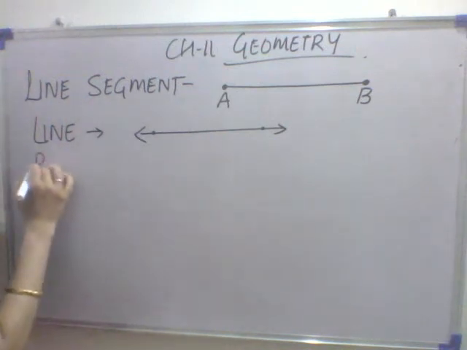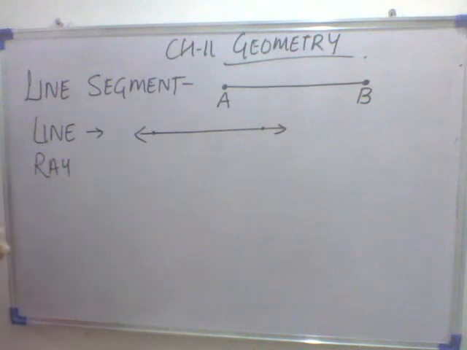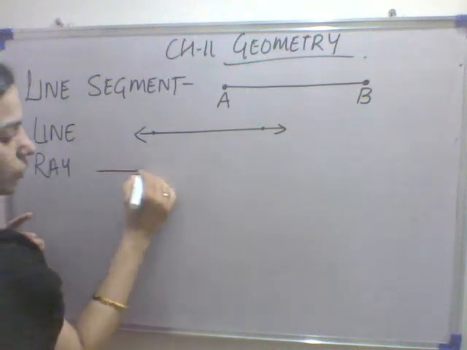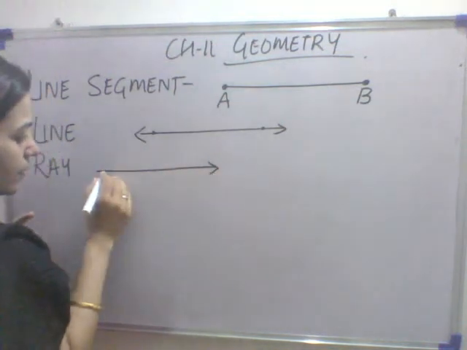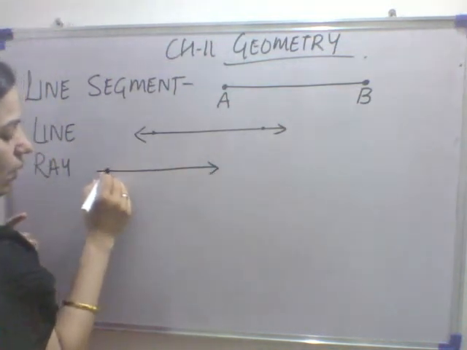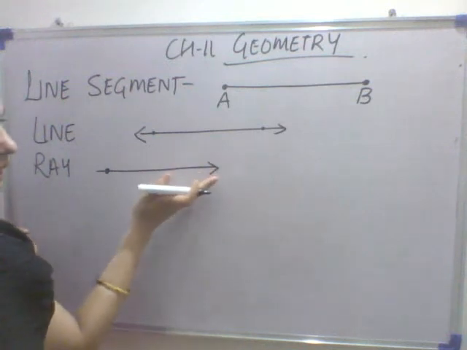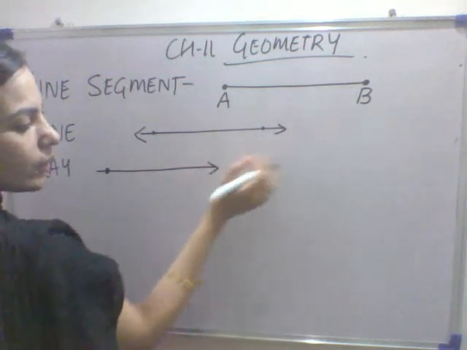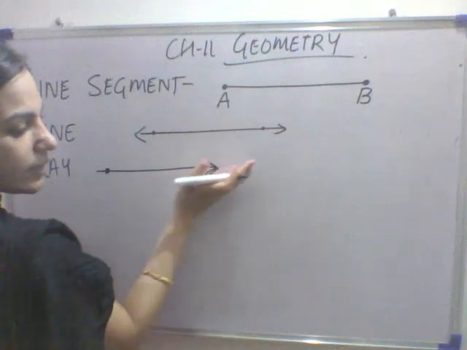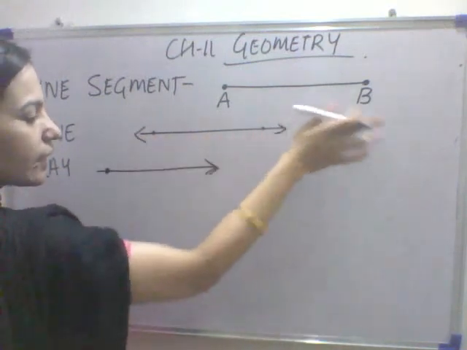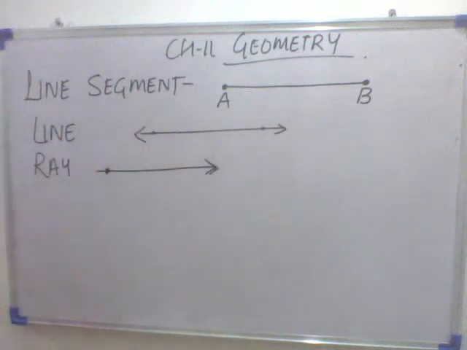The third one was the ray. What is the ray? The ray is having only one end point. How do we draw the ray? Like this. This ray is having only one end point. At the other side, it is endless. It is going on and on. This arrow means it is extending.